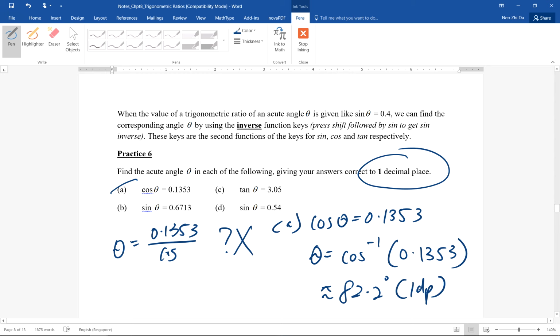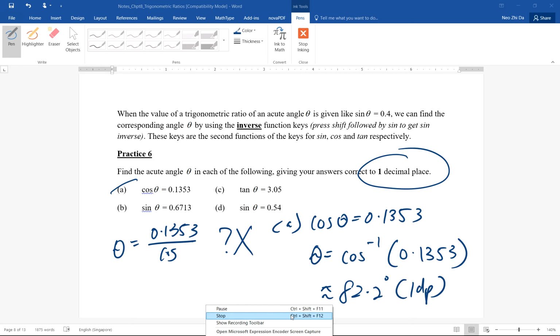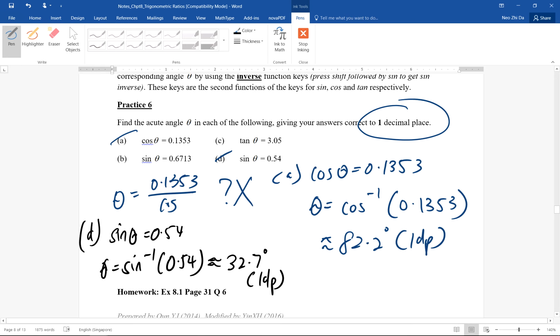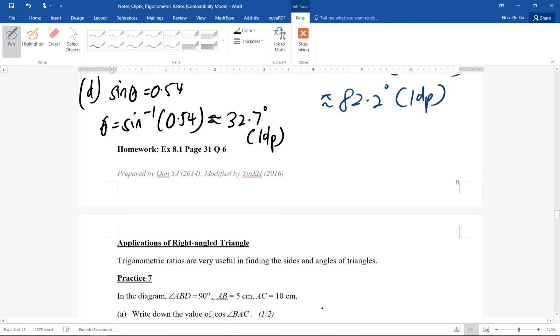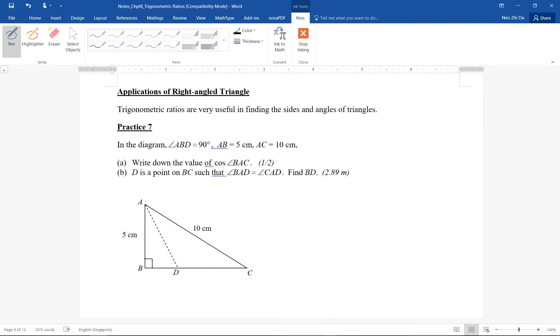So it is not 3SF. 3SF is for length. For angles in degree mode, 1 dp. So if I were to do D as a practice, the angle is 32.7 degrees, 1 dp. And this is called sine inverse. So you have sine inverse, cosine inverse, and tangent inverse. Clear? Alright. Now, practice 7. Go and do it now.